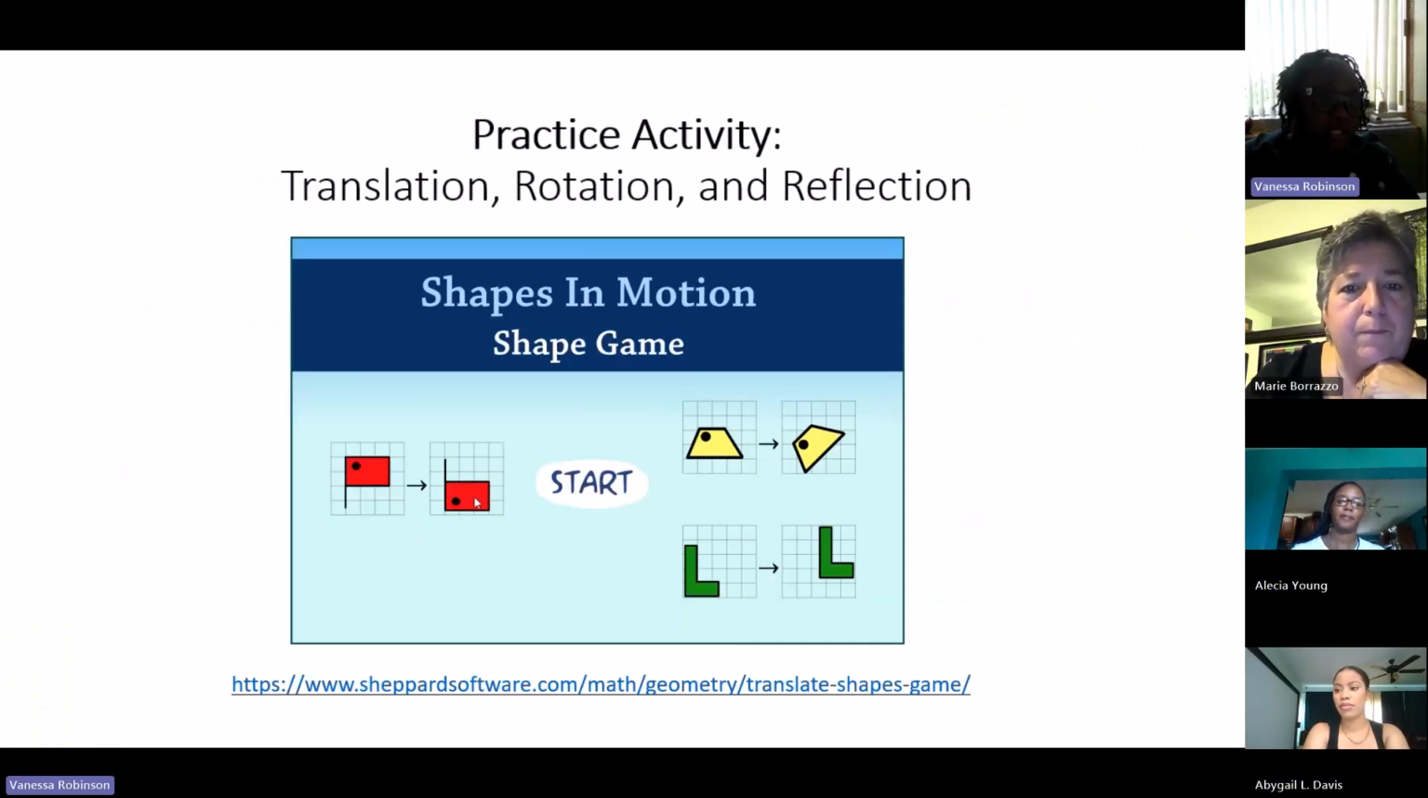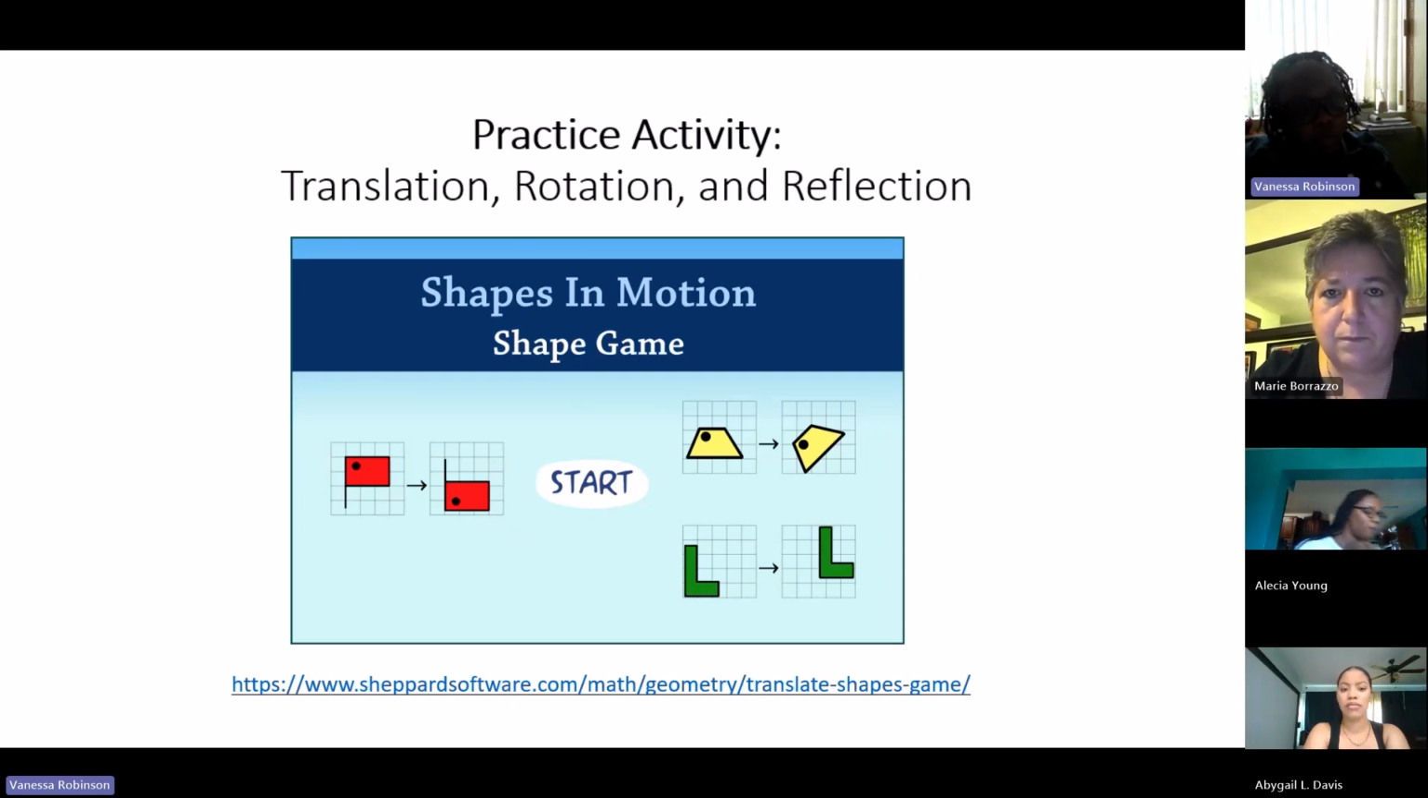The first practice activity the students will be doing is the shape game. When they go to the game, it will reinforce what a translation, a rotation, and a reflection is, and it'll give them key terms to remember what those items are. And then the game will start.